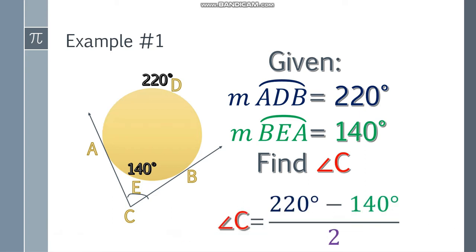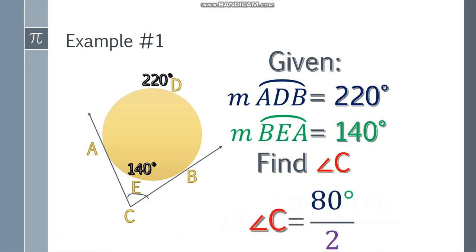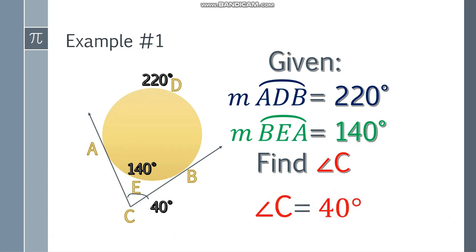Let us substitute the values. So we have 220 here, and 140 here. So 220 minus 140 degrees. The answer will be 80. Now we have to divide it by 2, and the final answer will be 40 degrees. So angle C is 40 degrees. Next example.